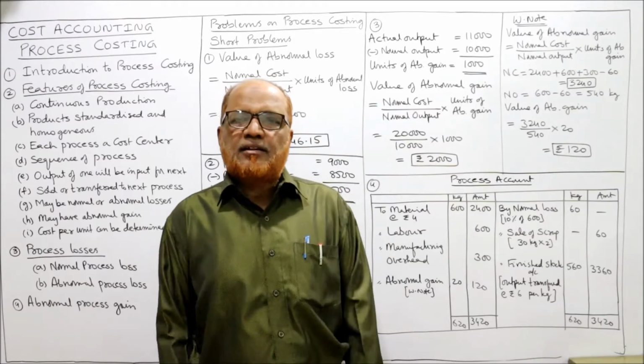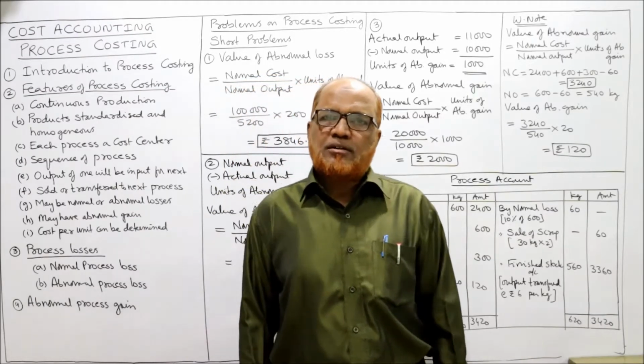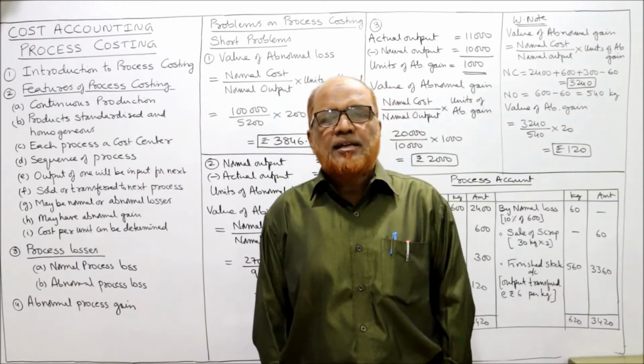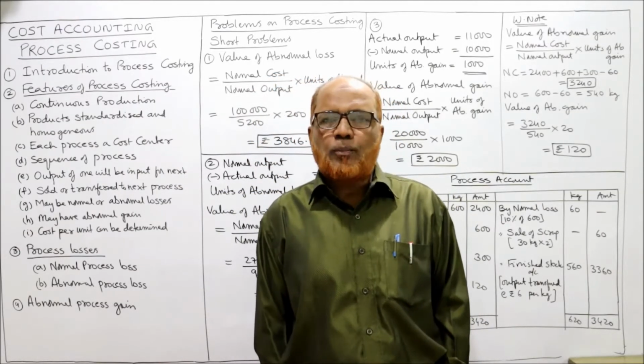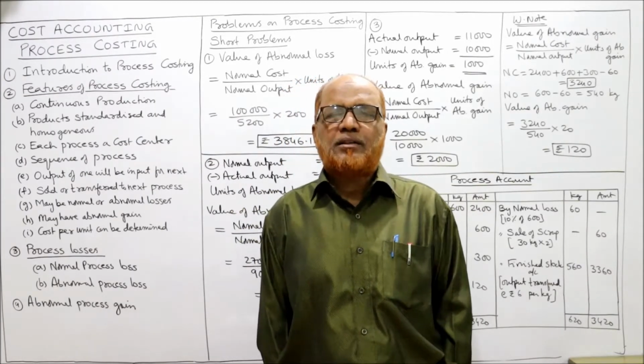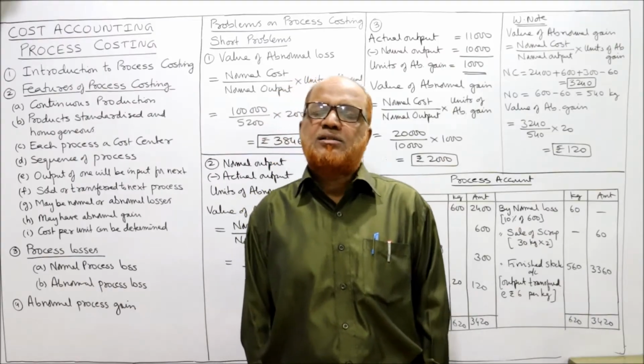Presently we are discussing the subject cost accounting. Already three methods of costing we have completed, that is unit and output costing, job costing, contract costing. Now we are going to start the next topic, the next method of costing, that is process costing.